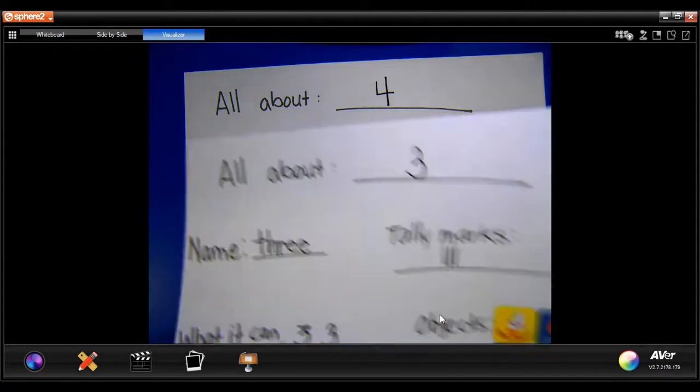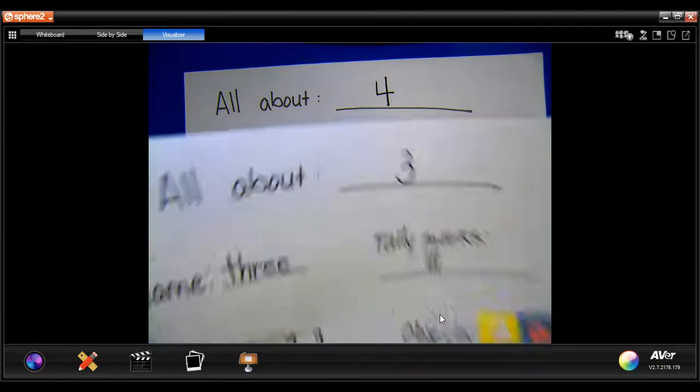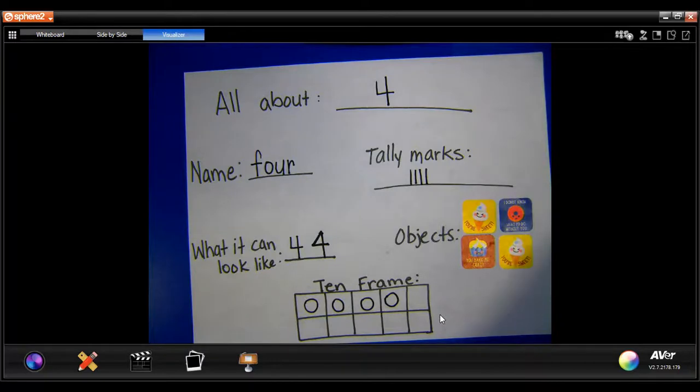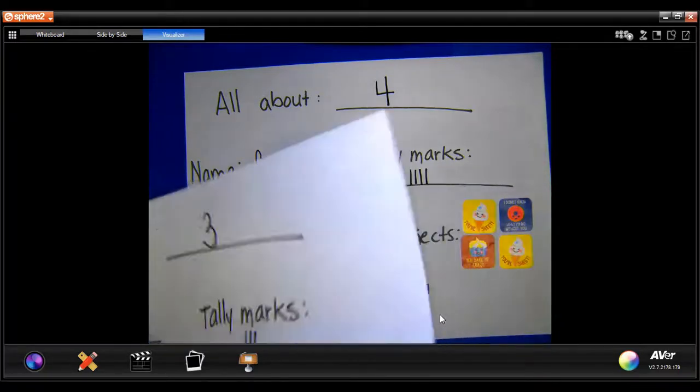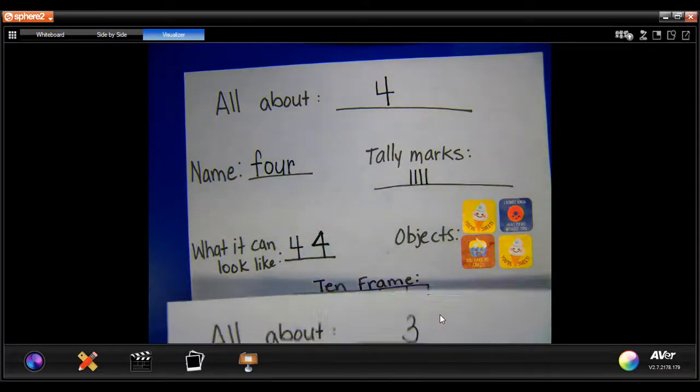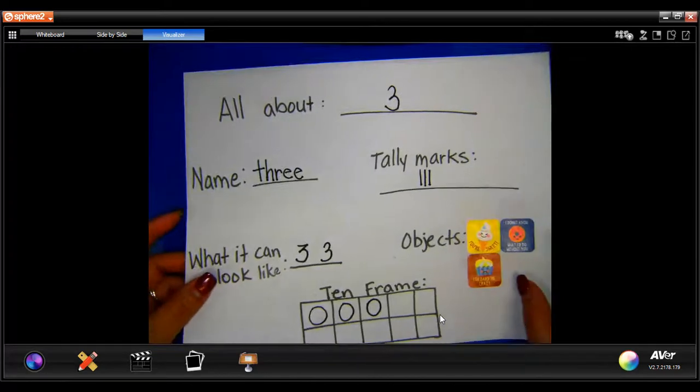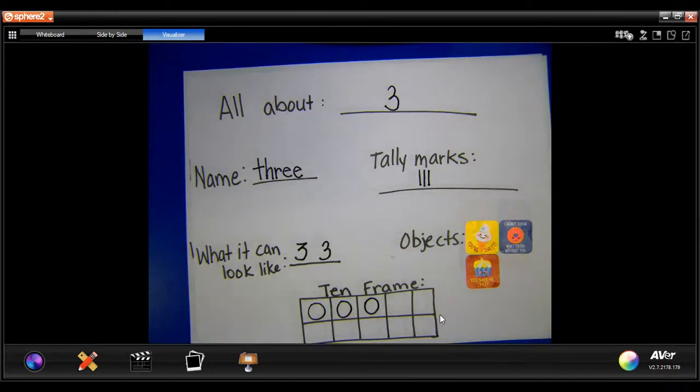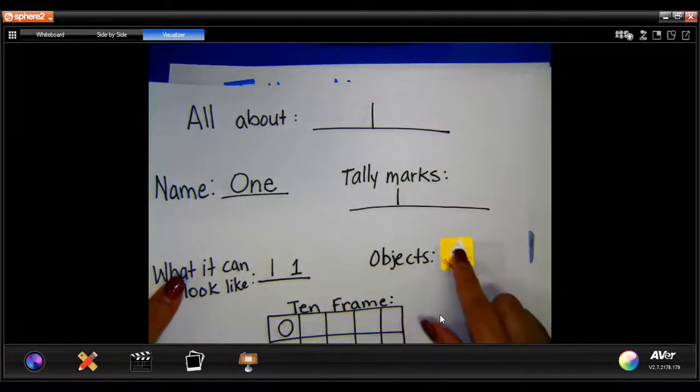Do the poster all about number 3 and the poster all about number 4. Remember, take a picture and send me the picture, but in your house, you can tape it to a wall so that way you can have all your numbers there. You can practice your numbers, count the tally marks, count the stickers, so you can review your numbers. All right?